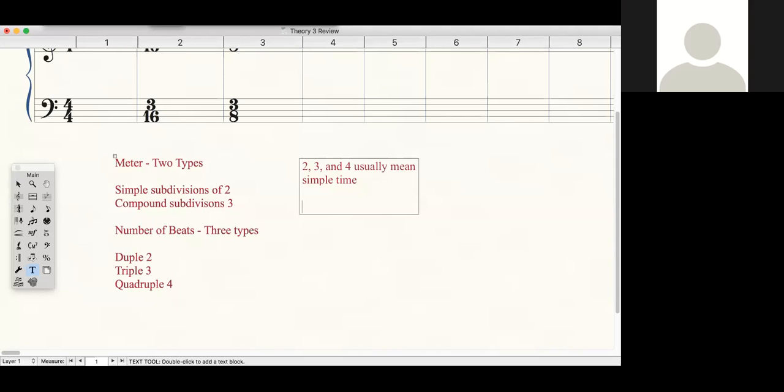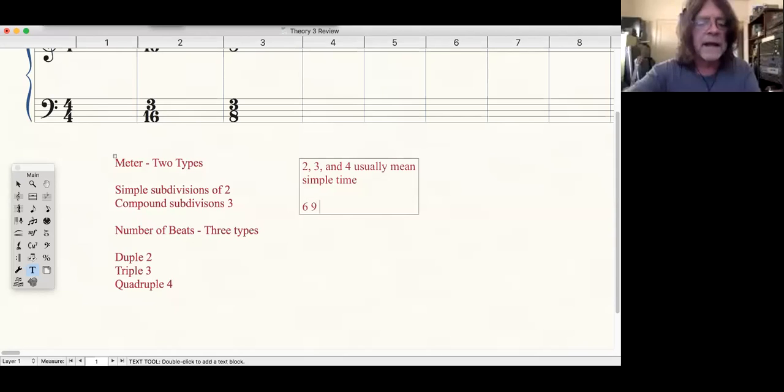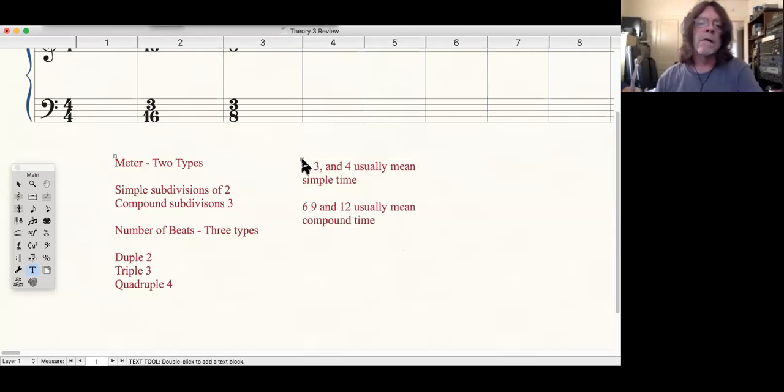Yes. Because 6, 9, and 12 usually mean compound time. Okay, so let me fix that little sentence up here. Put a comma. And another, oh, somehow my 9 didn't come out, or I just erased it. Sorry. 6, 9, 12.